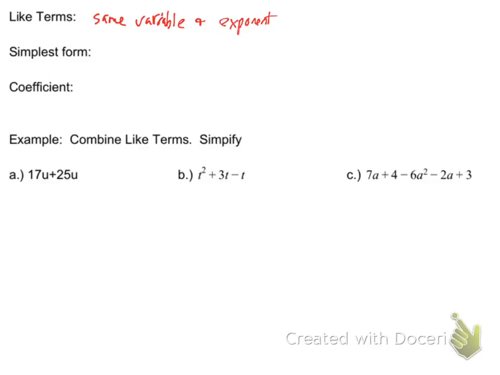Simplest form, guys. Simplest form is gathering up all like terms. And that's usually after you apply any kind of distributive property, multiplication, all of that, that you put things into standard form, highest to lowest exponent, or group them together, all the A's together, the B's and C's and whatever they are. Guys, a coefficient, what's a coefficient?